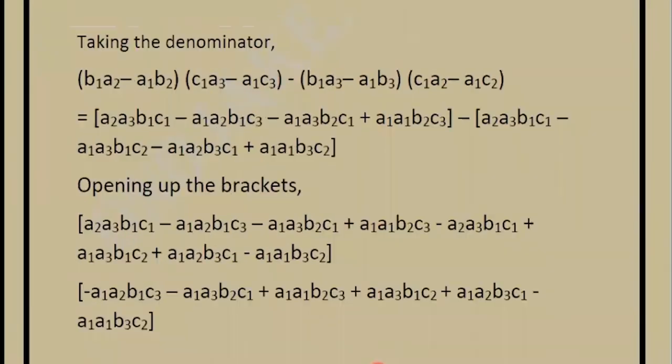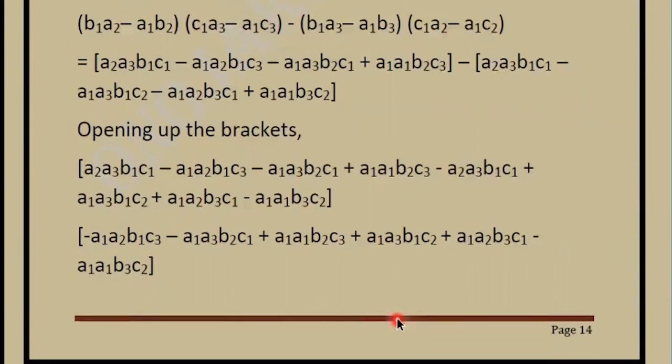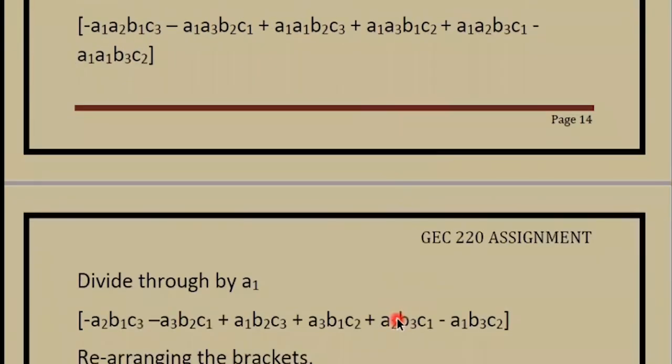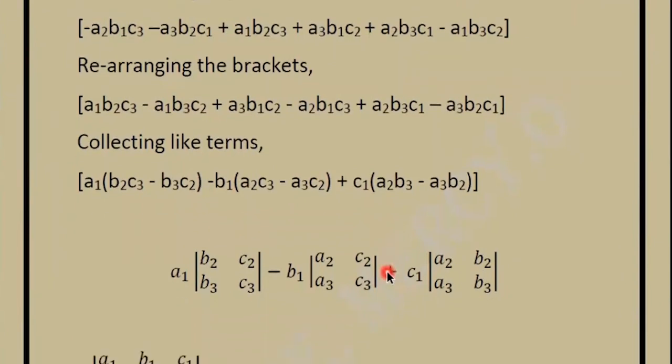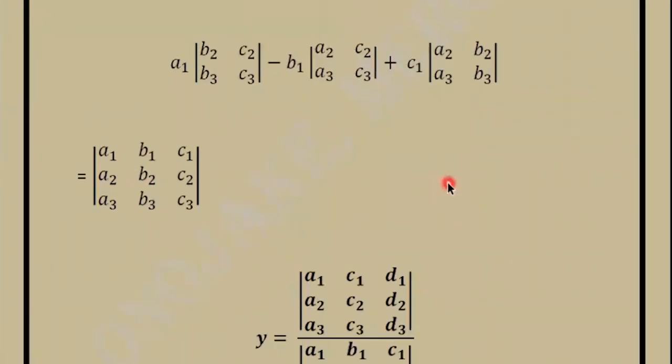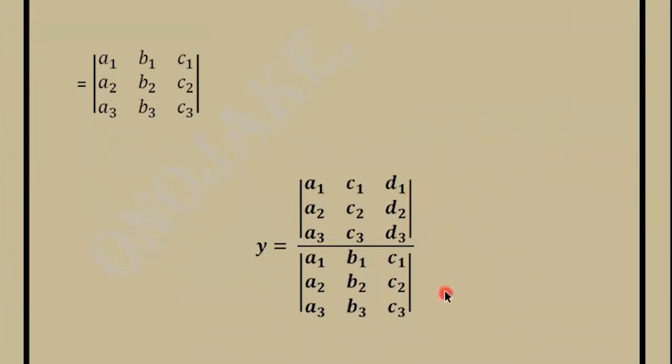Here, we do the same thing. Open the bracket, cancel out everywhere, and then we get this. Then we rearrange the brackets, collect the like terms, leaving us with this. And then putting it in matrix form, we have this and this. Then we bring both the numerator and the denominator together, and we have this.